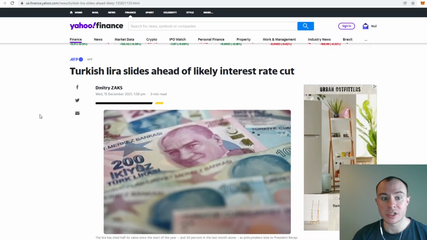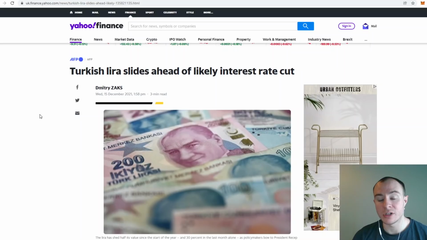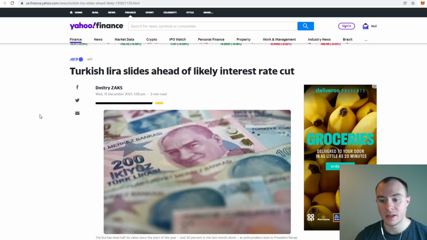And the Turkish Lira slides ahead of likely interest rate cuts. Erdogan is famously, and I think it's because of religious reasons, someone who doesn't want to raise interest rates, and he's kept them at a record low. Now, this damages their currency, certainly given everything that's happened recently, the economic downturn and the abundance of stimulus. Their currency is becoming very weak and getting devalued very, very fast.